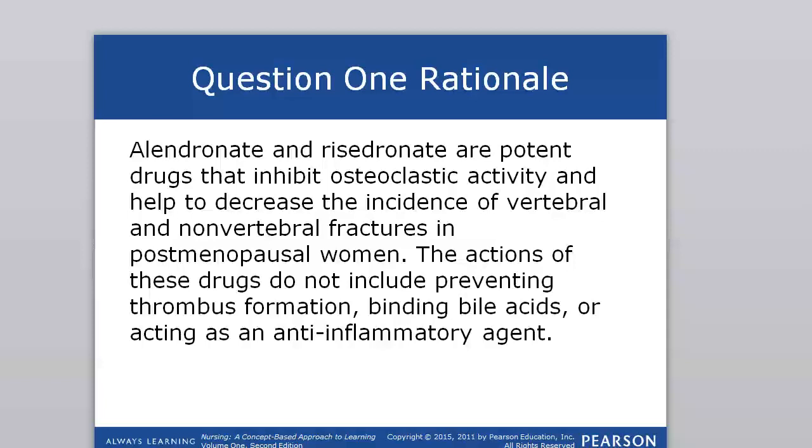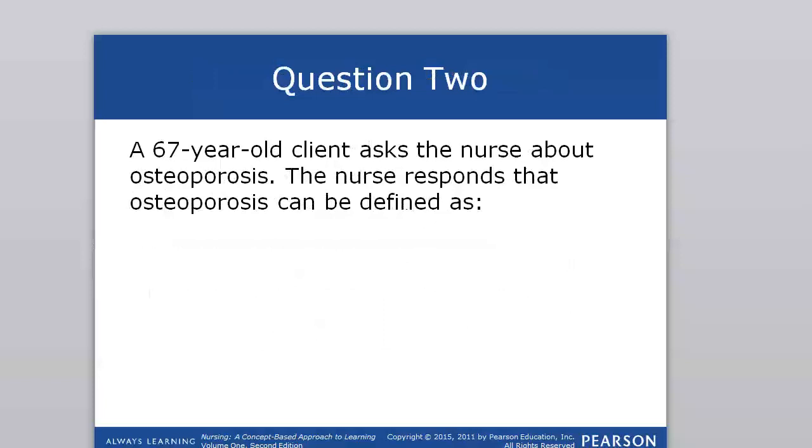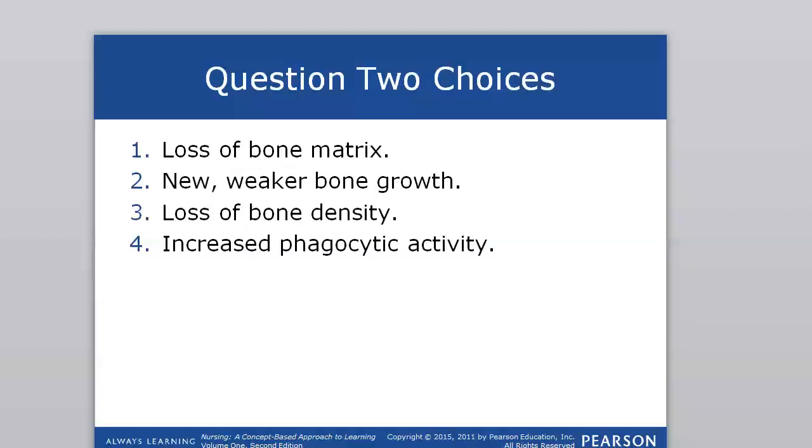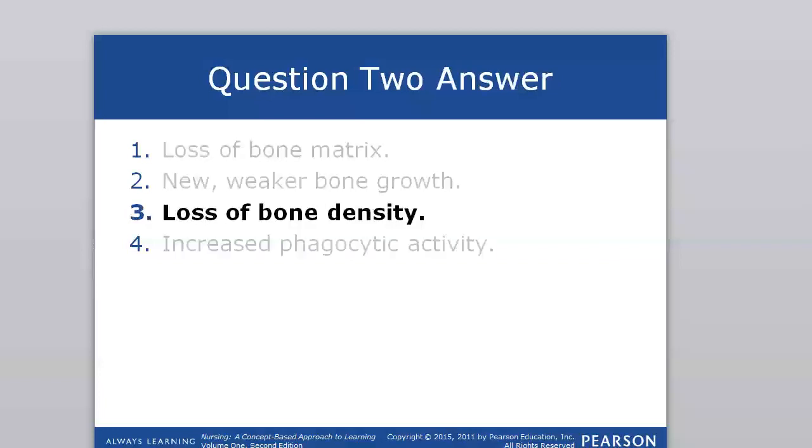All right, question 2. A 67-year-old client asked the nurse about osteoporosis. The nurse responds that osteoporosis can be defined as, you should know this, loss of bone matrix, new weaker bone growth, loss of bone density, and increased phagocytic activity. Now, you guys should know this. I can hear you yelling it out to me. And of course, the answer is number 3, loss of bone density.